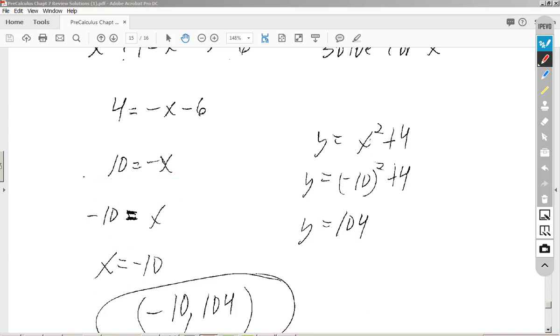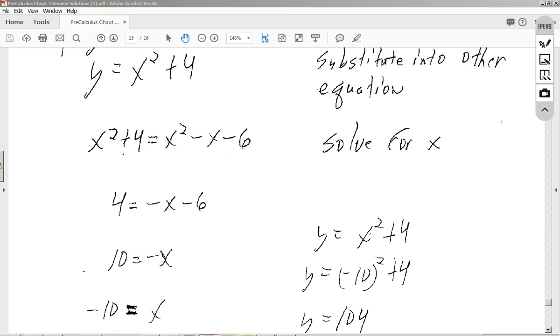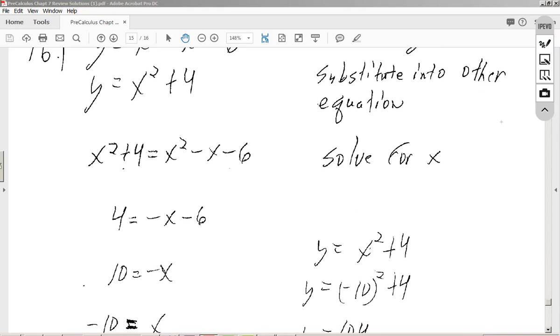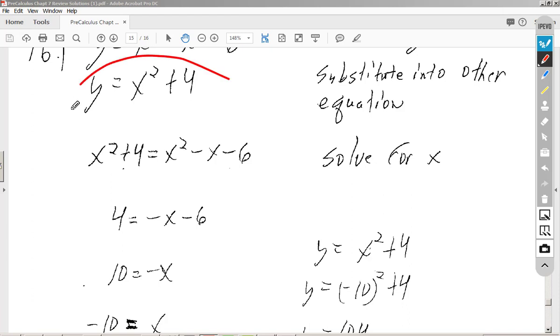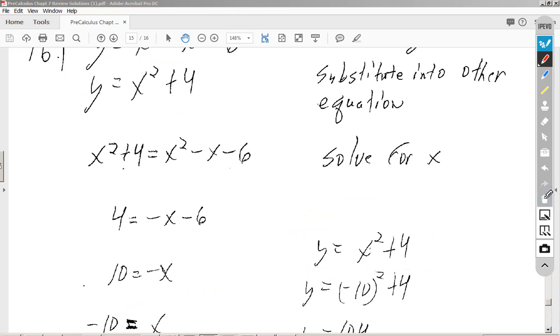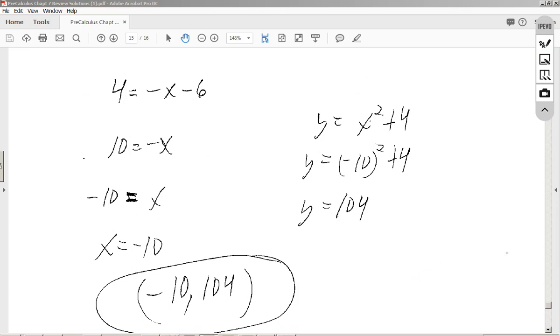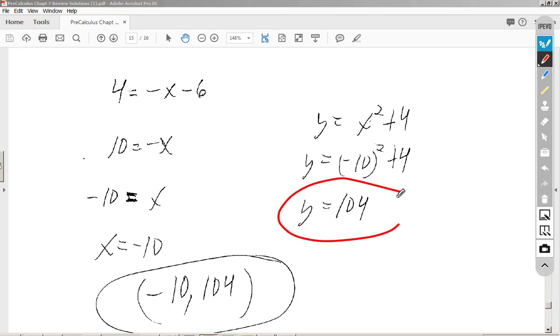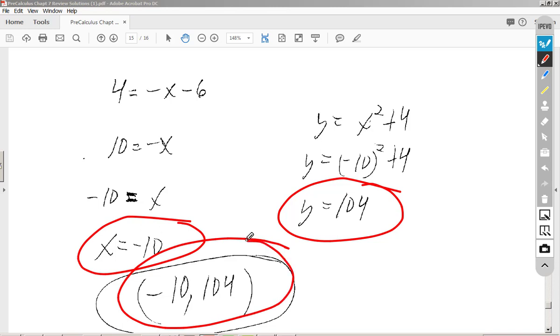Now to find my y value, I can substitute it into either equation. The equation I chose to substitute it into is the second equation, which is y equals x squared plus 4. So in place of x, I'm going to put in my -10. Substituting that in, go ahead and square that -10. So -10 squared is going to be 100, and 100 plus 4 is going to be 104. My solution to number 16 would be x is -10, y is 104, written as an ordered pair of (-10, 104).